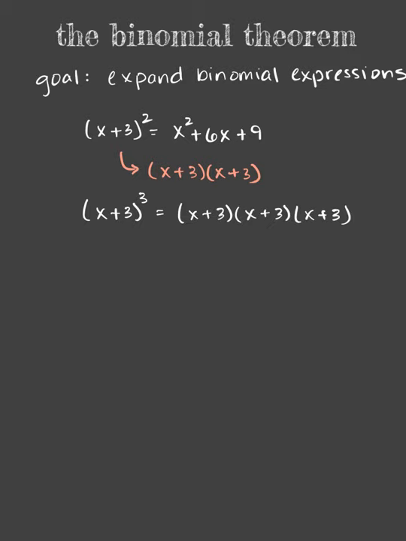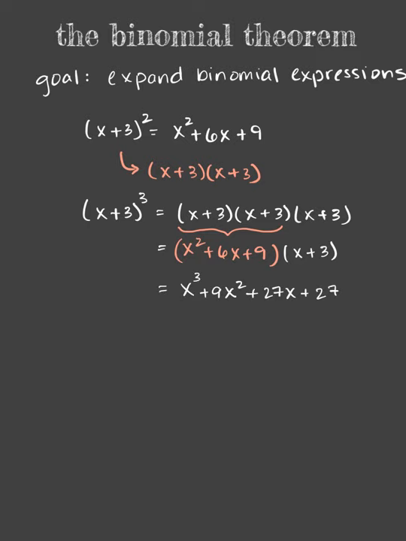Suppose we are asked to expand x plus 3 cubed. We need to think of x plus 3 cubed as the product of x plus 3 three times. We might then group two of the x plus 3's together and expand, and then finally multiply by that last x plus 3. Our answer would be x cubed plus 9x squared plus 27x plus 27. This took multiplication to get from here to here.